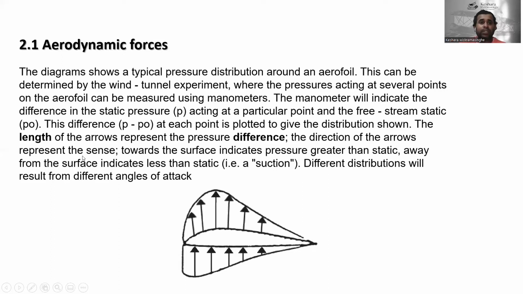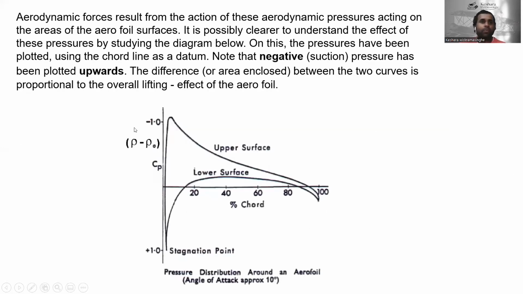The direction of the arrows represents the sense. Towards the surface indicates pressure greater than static. Away from the surface indicates less than static. Okay, different distributions will result from different angles of attack. All right, you can see this figure. Aerodynamic forces result from the action of these aerodynamic pressures acting on the areas of the aerofoil surfaces. It is clearer to understand the effects of these pressures by studying the diagram below. Here is the diagram, right?